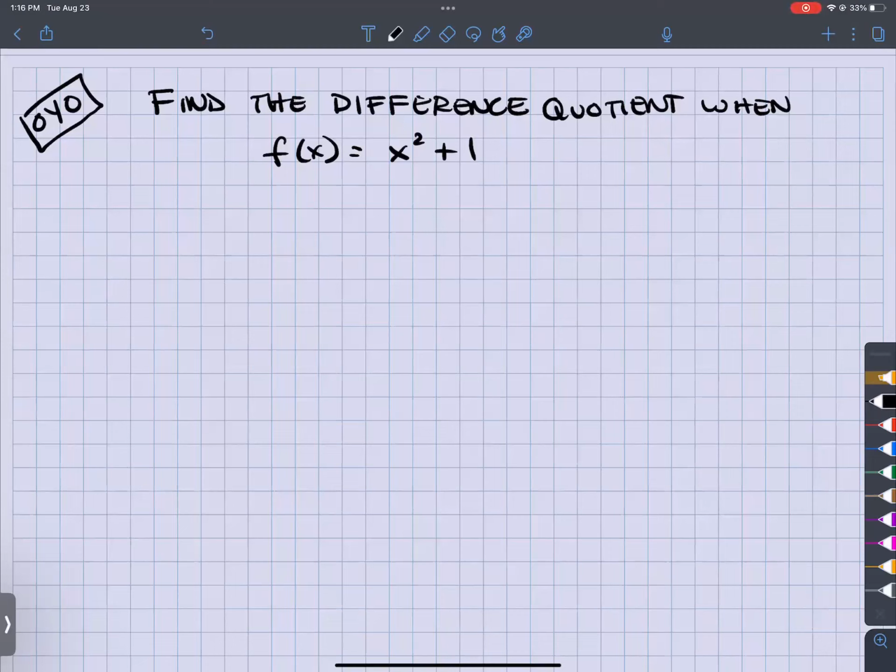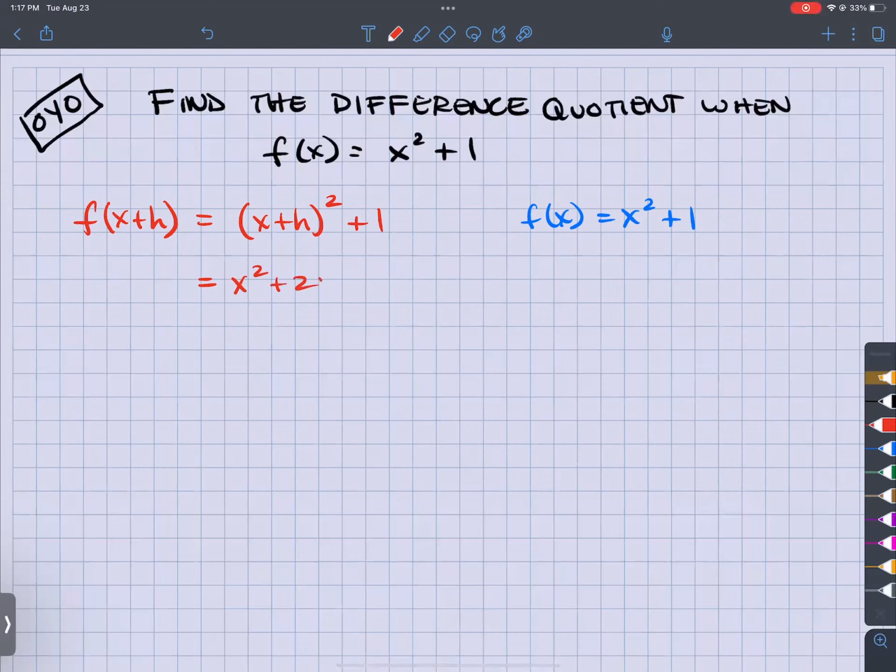All right, so again, I need to find f of x plus h, which would be x plus h squared plus 1. f of x is x squared plus 1. Over here, I do have to FOIL this out. And hopefully, now you know how to FOIL this out in your head, which is going to come out as x squared plus 2xh plus h squared plus 1. And then this is still equal to x squared plus 1.